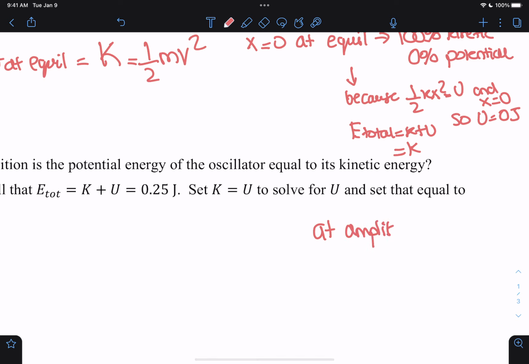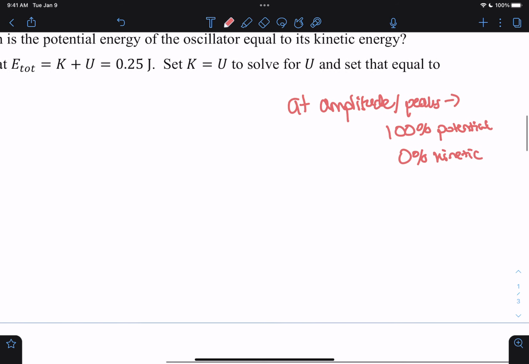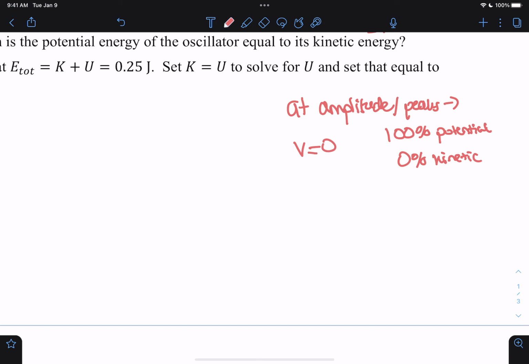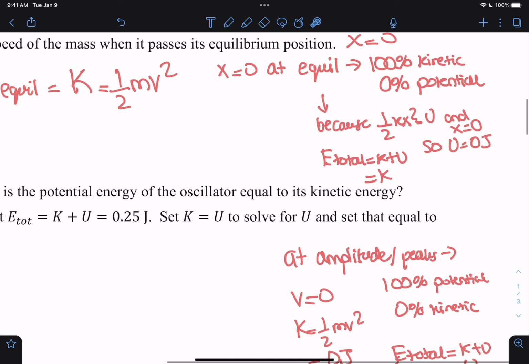Now at amplitude or peaks, it's going to be 100% potential, 0% kinetic, right? Because when you're stretching or compressing by that maximum amount, you're holding it back, or you're pushing it in by that maximum amount, and you're not moving at all. If you're not moving, v is equal to 0. So kinetic is equal to half mv squared, that equals 0 joules. And your E total, K plus U, will just be equal to U then, because your K is 0, because you're not moving.